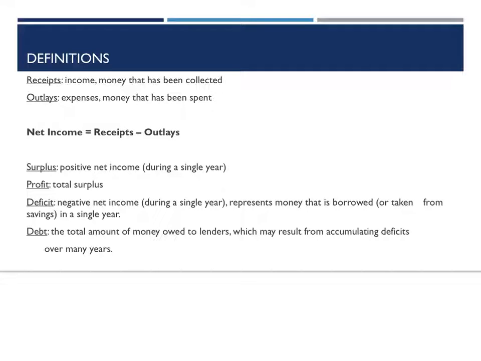the outlays. If your net income is positive, that means you have a surplus. Surplus is also known as your profit. A deficit means you have a negative net income. Now, debt is the amount of money that you actually owe to lenders. An important distinction here is a deficit does not imply debt.